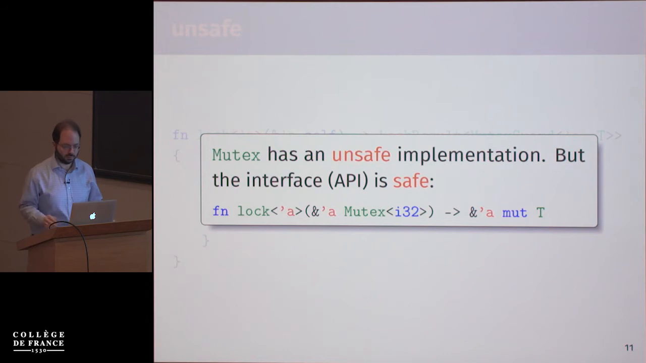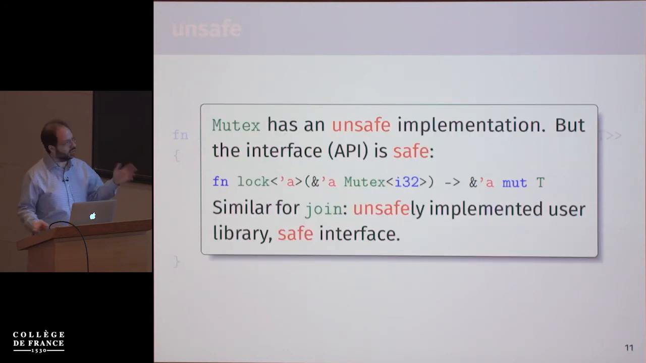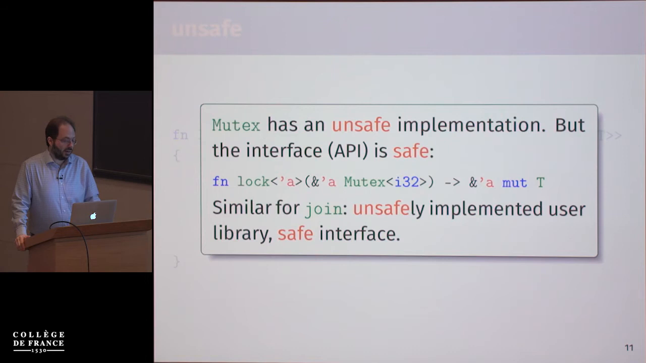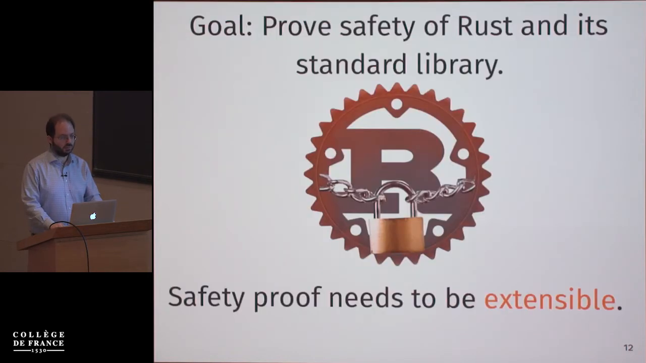That's the claim. And I should say, by the way, it's similar for join. The implementation of the join function that we saw earlier in several examples is also one of these examples of an API that's implemented internally using unsafe features, but provides this safe interface, so you should not be able to use that to break the language. So the natural question is, why does this work?